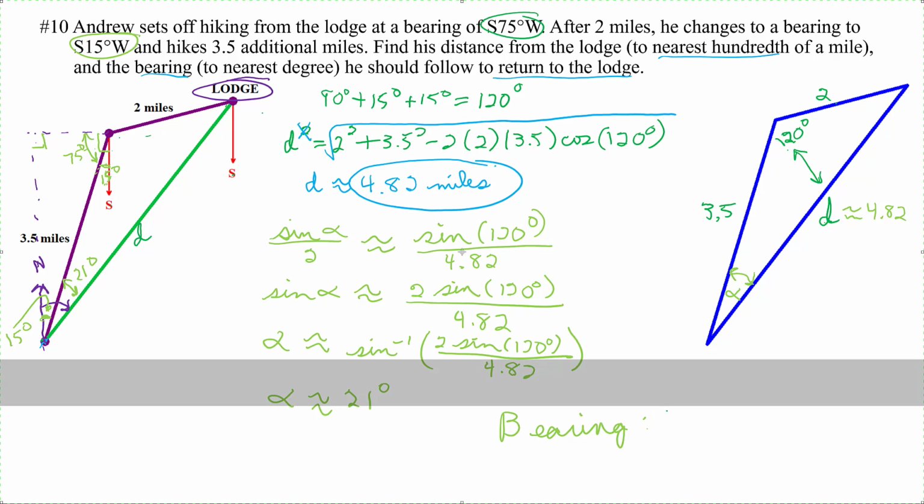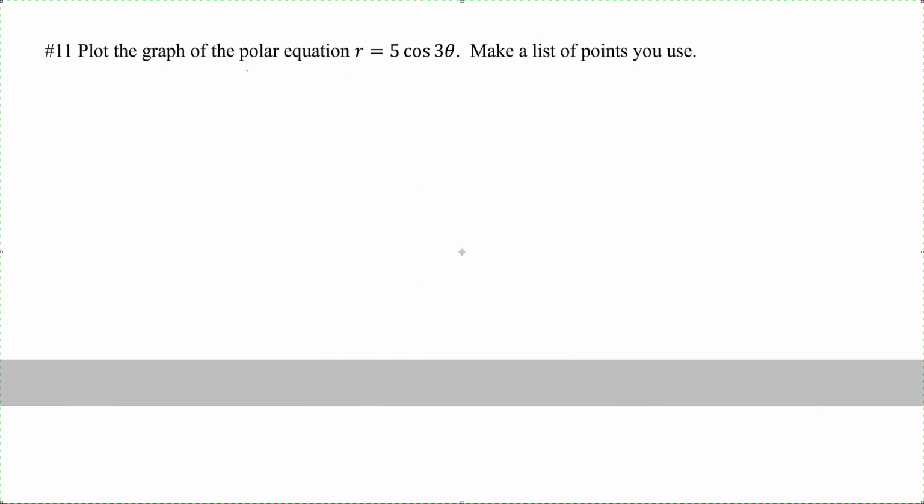the bearing that we're looking for is north. And if we take 15 degrees plus 21 degrees, we get 36 degrees. So we're going to have north 36 degrees, and that's going to the east. So this would be our bearing. And by the way, it said to round to the nearest degree here, so that's why I didn't carry that out any further. Okay, well, go ahead and try this on your own and double check that you get the same thing. We're going to plot a polar equation next, and we're going to make a list of points that we use.